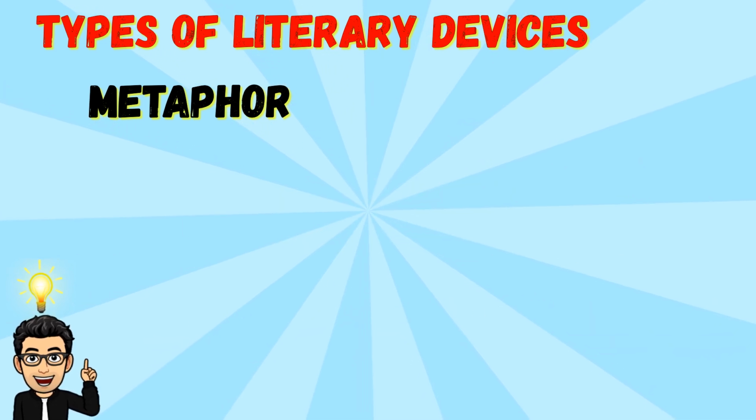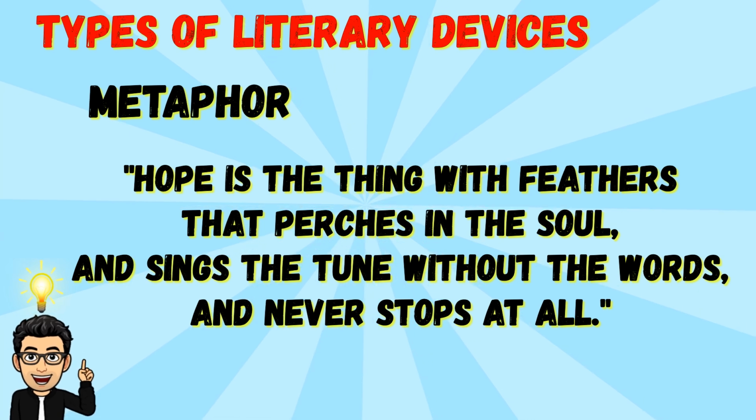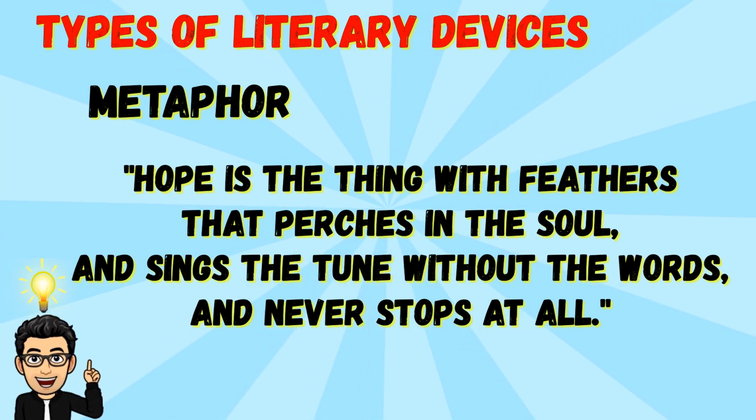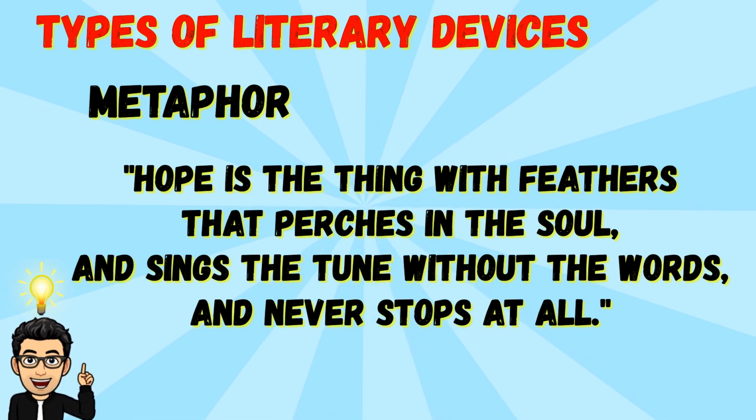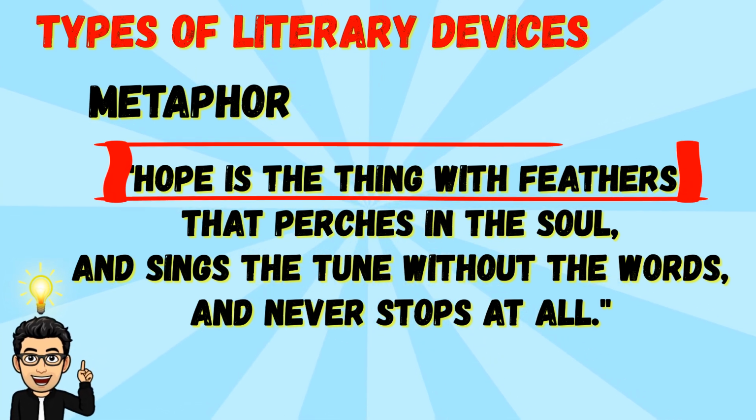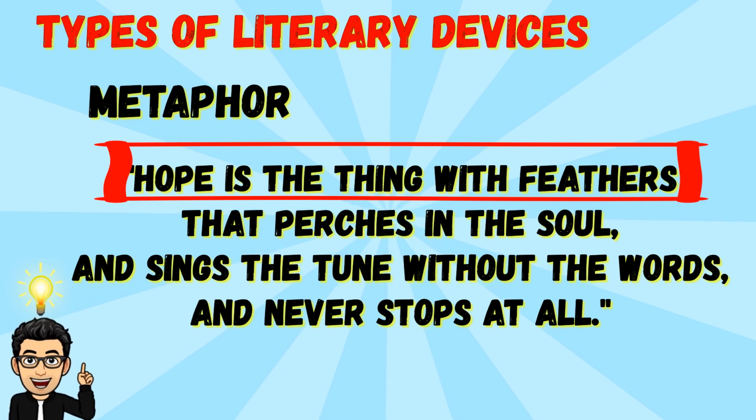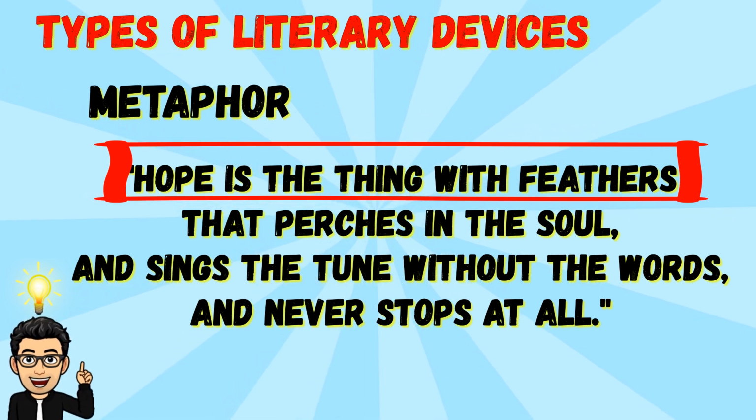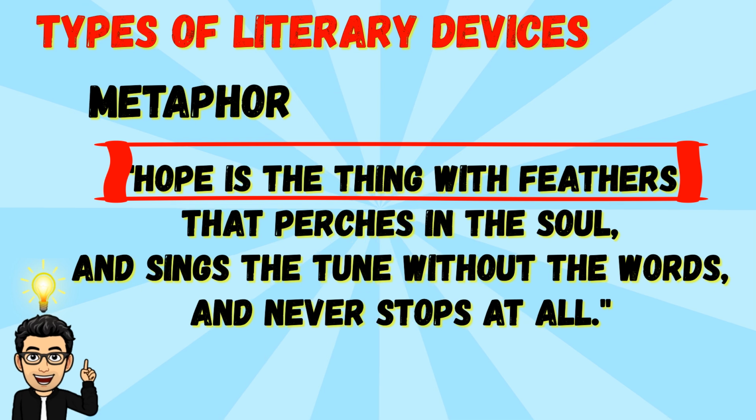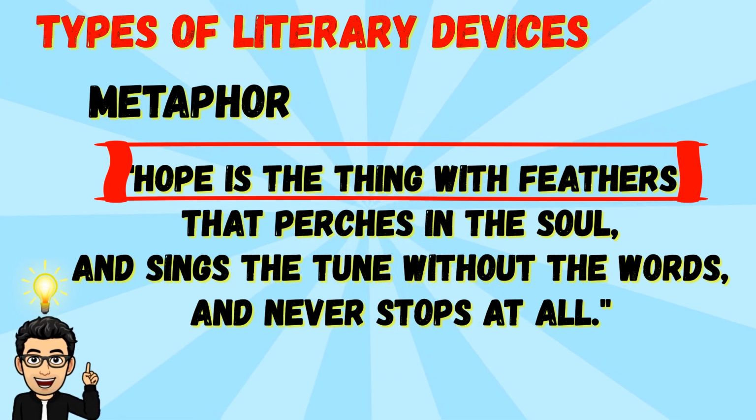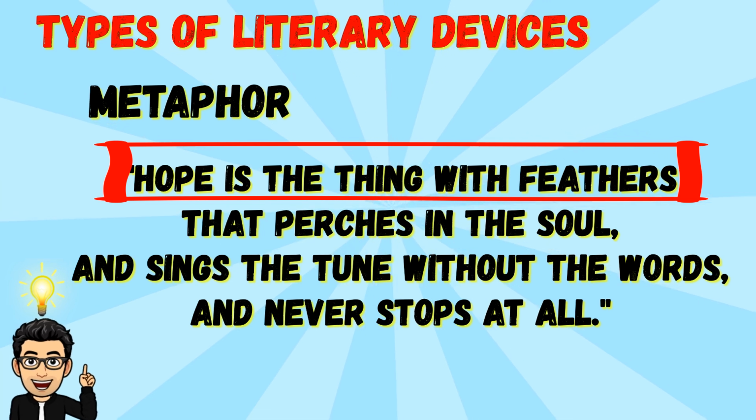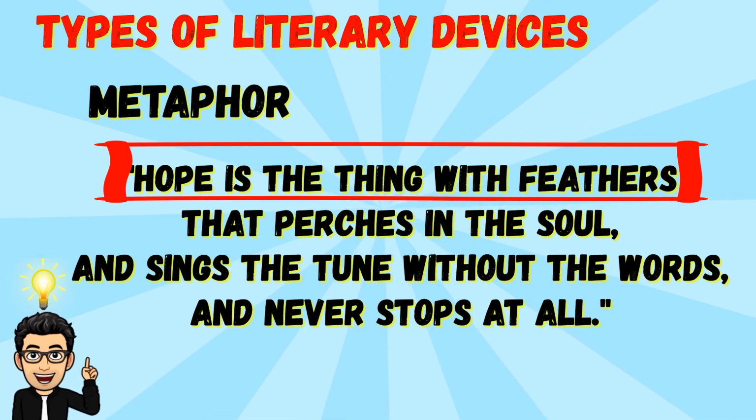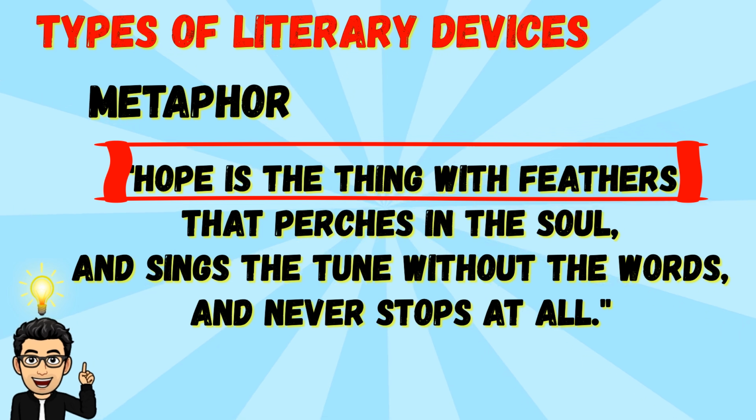Here's an example of a metaphor from the poem Hope is the Thing with Feathers by Emily Dickinson. In this excerpt, Dickinson uses the metaphor hope is the thing with feathers to compare hope to a bird. The metaphor suggests that hope is light and delicate like a bird, and that it resides within the soul, constantly singing, providing comfort and resilience. This comparison deepens the reader's understanding of hope as something both fragile and enduring.